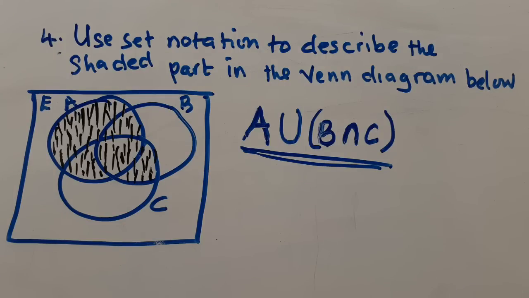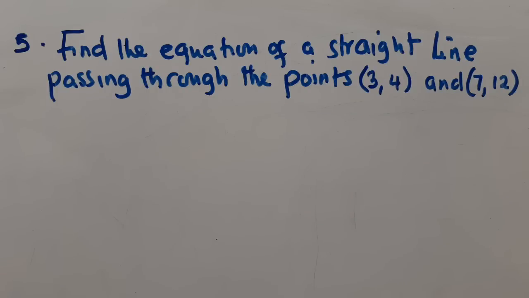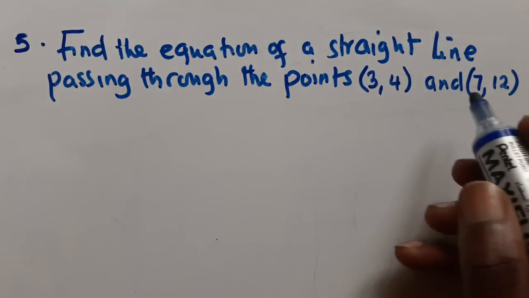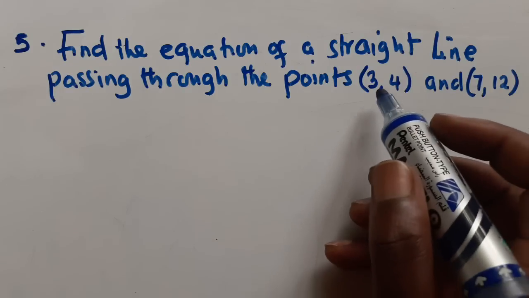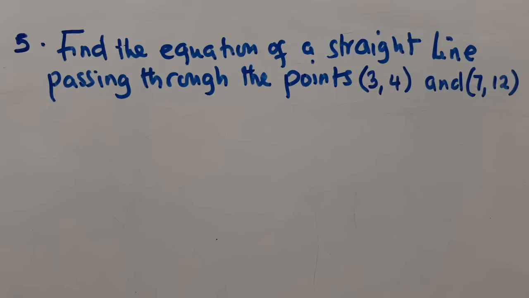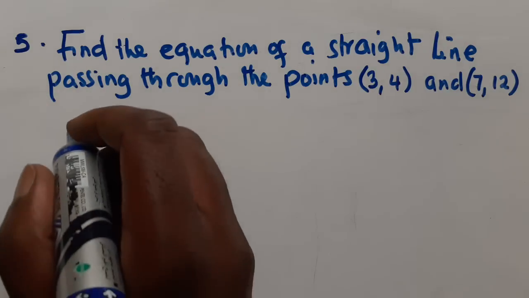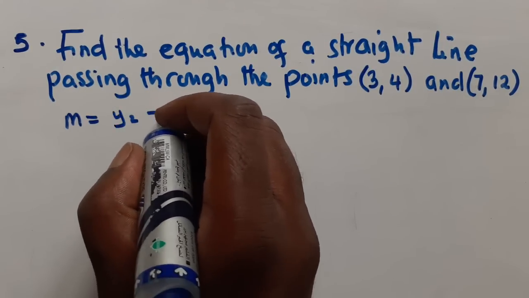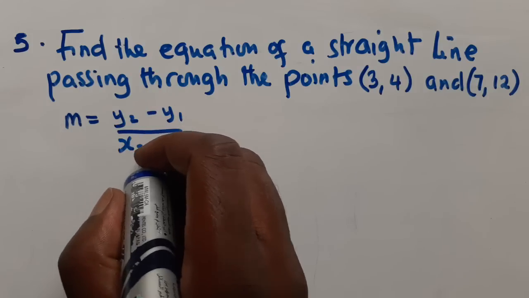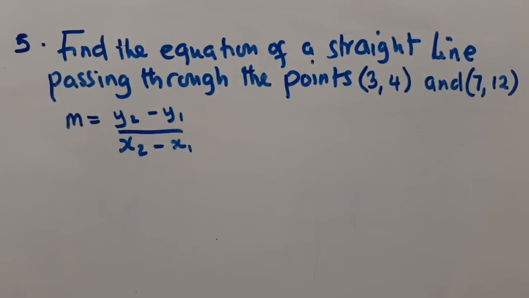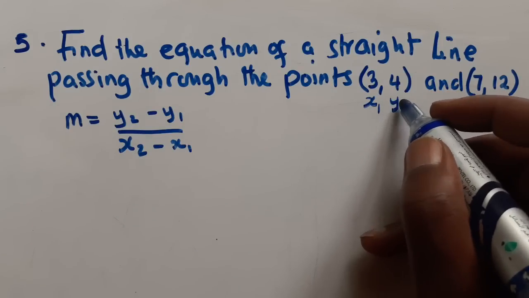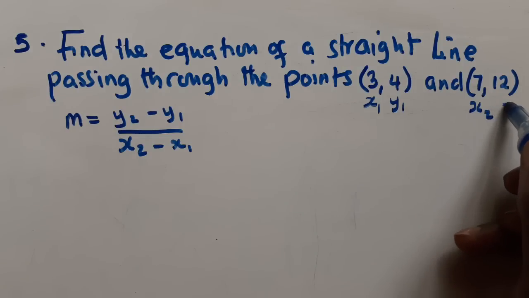You got question 5. So this is question 5. Find the equation of a straight line passing through the points 3, 4 and 7, 12. So when we want to write the equation, the first thing that we do is to find the gradient. We always use this formula when we want to find the gradient. All right? So we can pick this point here. We call this one x1, y1, this x2, and this one, this must be y2.